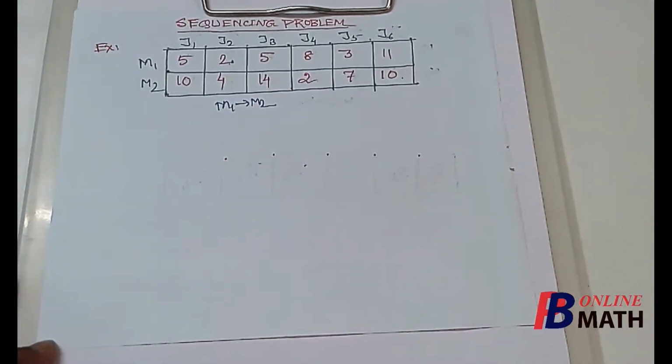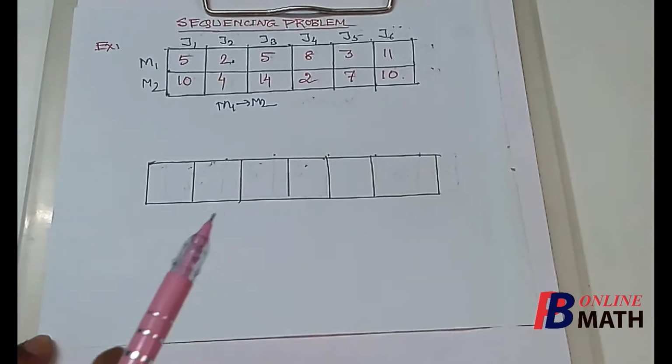Now we shall use Johnson's algorithm to find the optimal sequence of jobs. There are two parts in this method. In the first part we shall find an optimal sequence of jobs, and in the second part we shall find the total elapsed time and the idle times for the machines. So first let us find the optimal sequence of jobs.